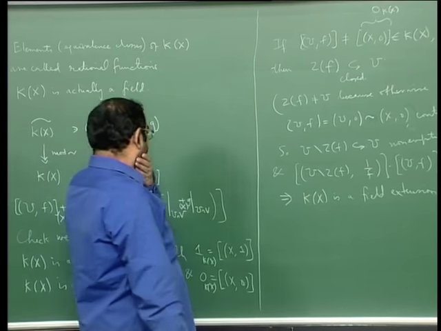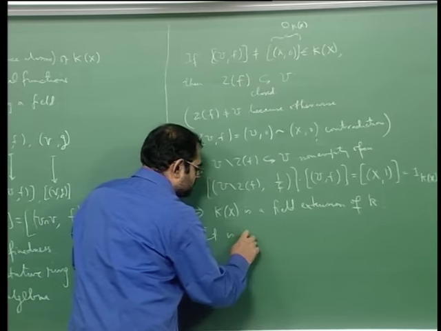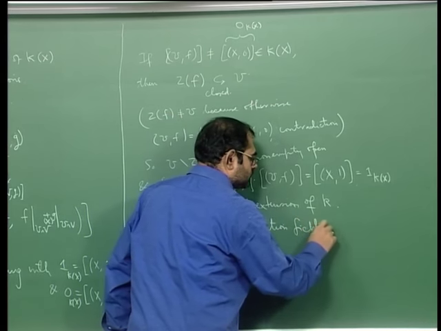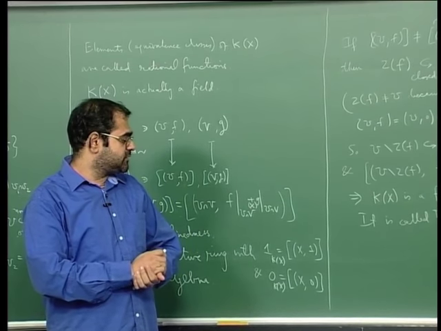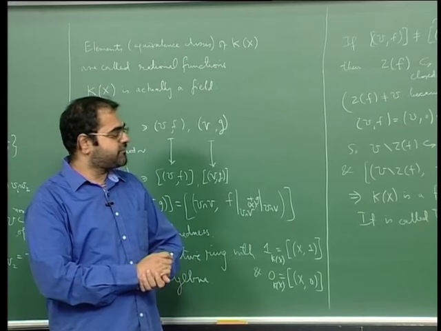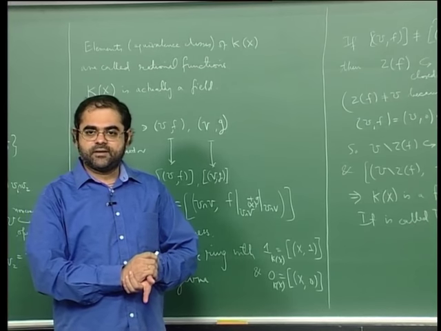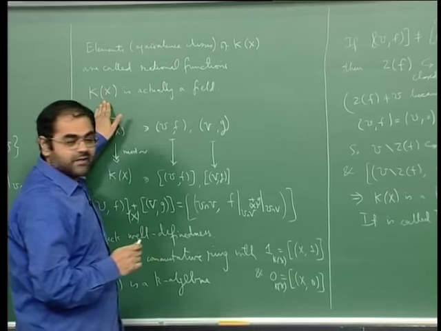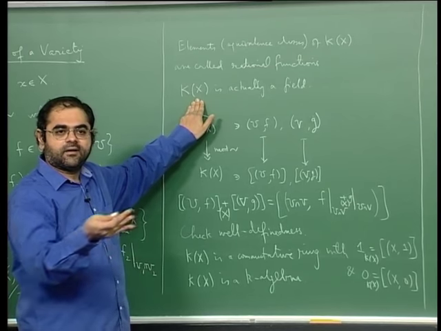And this is called the function field of x. It is called the function field of x. And what's so special about the function field of x? The answer to that geometrically is the following: the function field of x will give you all the information that is true on a large open subset of x. So this is the philosophical importance. This kx will contain all the information about x which you can find on a large open set.